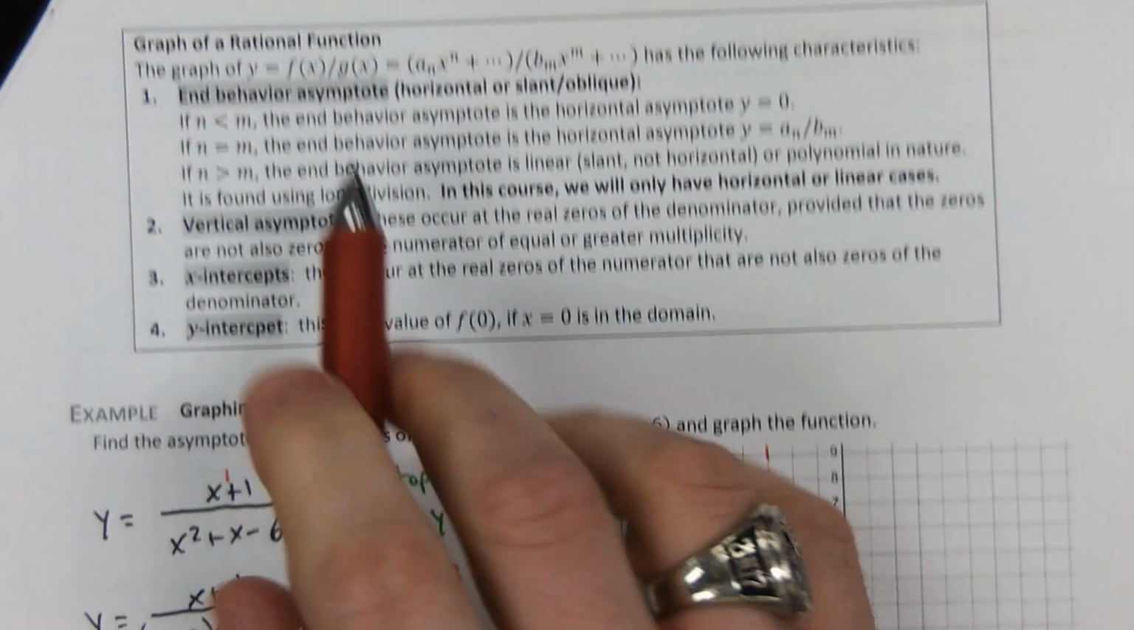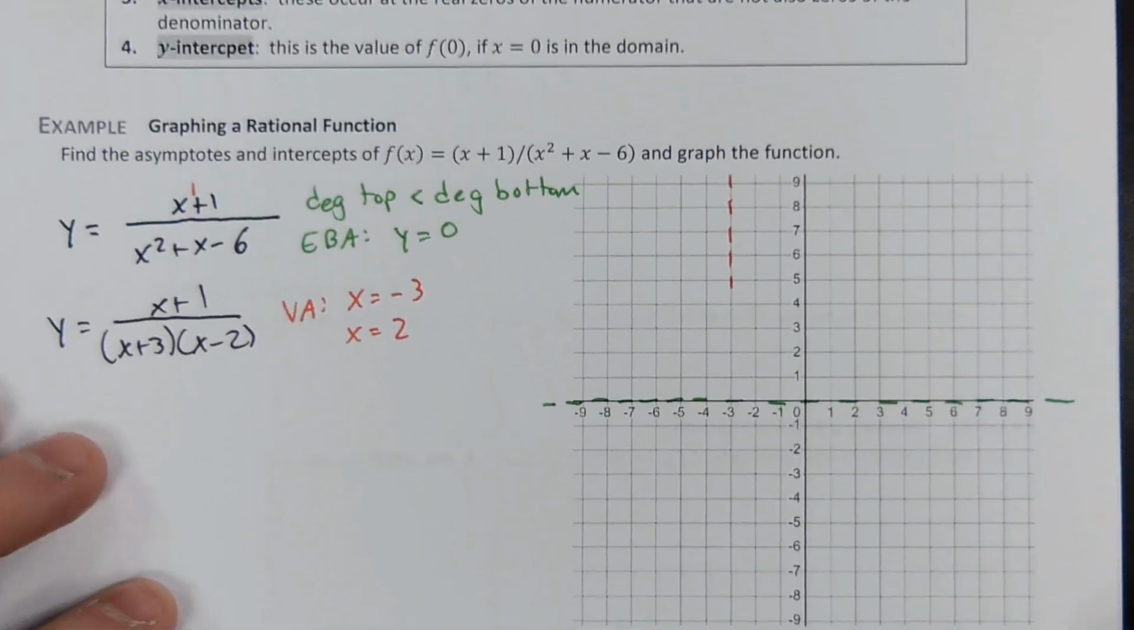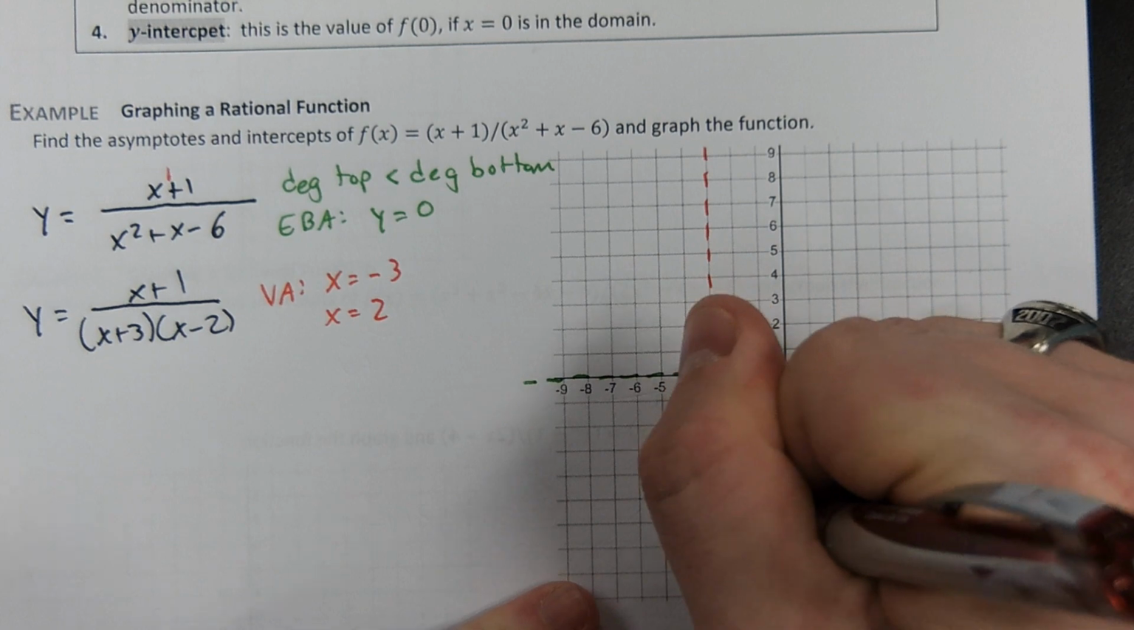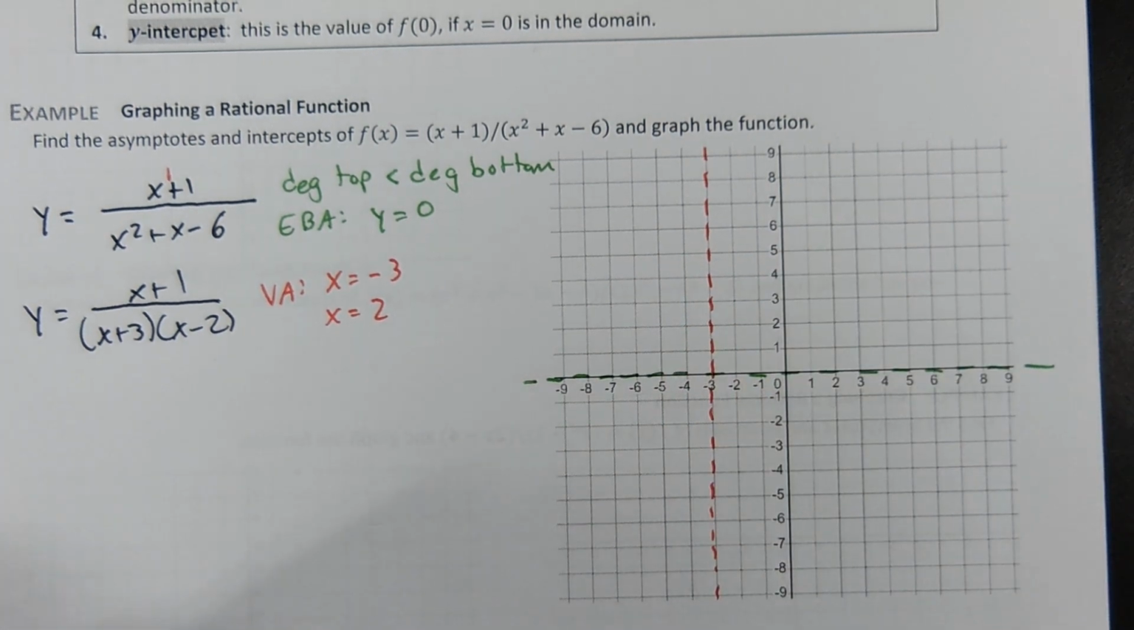End behavior asymptote instead of horizontal asymptote. This end behavior asymptote is horizontal, but end behavior asymptotes could be anything. They could be horizontal, they could be y equals mx plus b, they could be ax squared plus bx plus c.